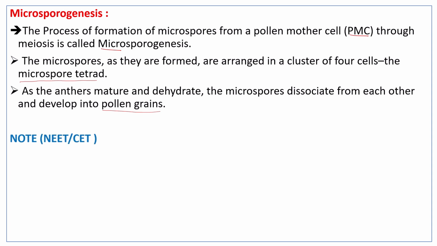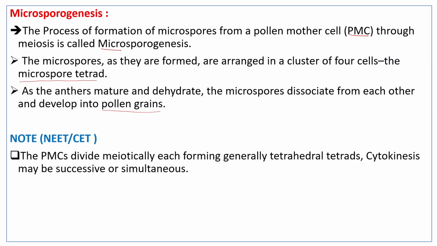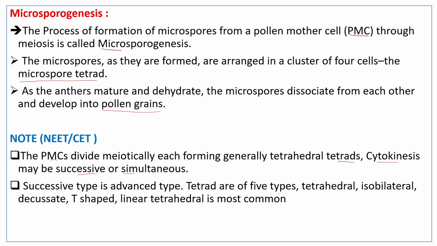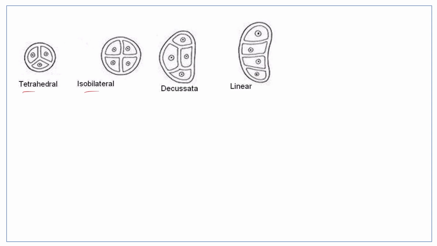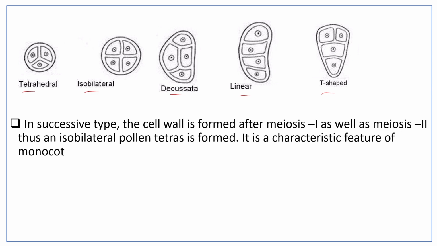Note: for NEET and CET, the PMCs divide meiotically, each forming generally tetrahedral tetrads. Cytokinesis may be successive or simultaneous. Successive type is advanced type. Tetrads are of 5 types. They are tetrahedral, isobilateral, decussate, T-shaped, and linear. Tetrahedral is most common.